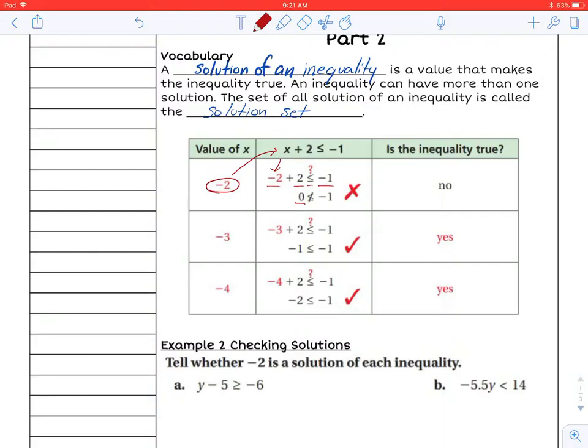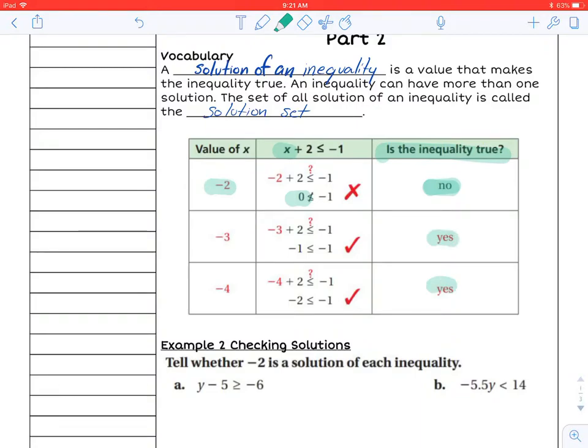The statement reads 0 is less than or equal to -1. Well, 0 is not less than -1 because if we were to look on a number line, 0 is more to the right of -1, which means that it's going to be greater, because the number line travels from least to greatest. So that is not a true statement. 0 is not less than or equal to -1, so we would answer the final question on our table, is the inequality true, as no. Plugging in -2 for x gives us 0 is less than or equal to -1, which is not a true statement, so we would put no. The inequality is not true.